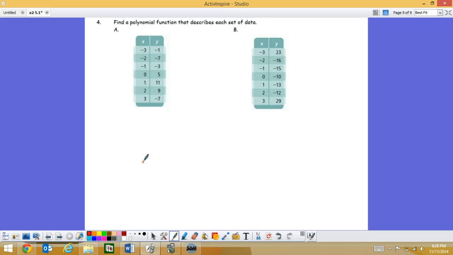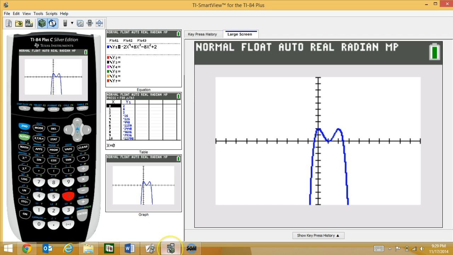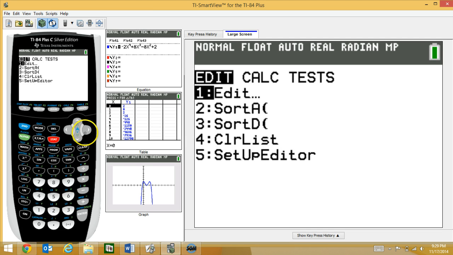In the final video for today, we're going to again make use of our graphing calculators to run some sort of polynomial regression to find a polynomial function that describes each of these sets of data. Now, in order to do that, we've got to determine which polynomial regression we want to run, because if we take a quick look at our calculator and we go to the regression menu, so we hit Stat, go over to Calculate.